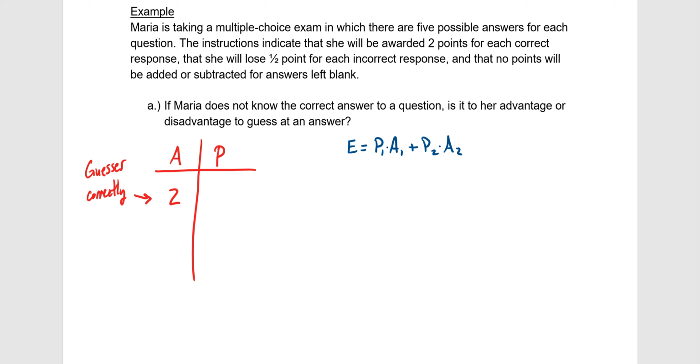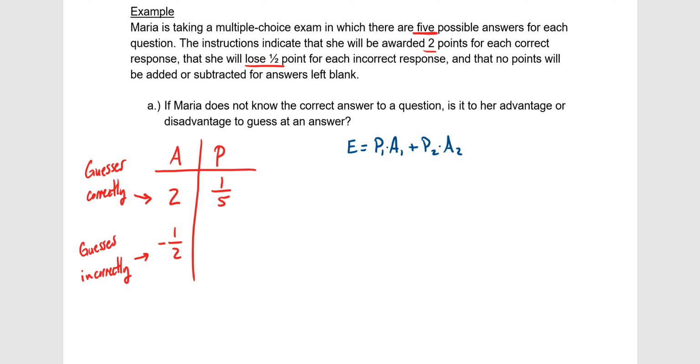The probability that she guesses correctly, there are 5 possible answers for each question. There's only 1 correct answer. So that means it's going to be a probability of 1 over 5. Okay, and then for the next option is that she guesses incorrectly. If she guesses incorrectly, that means she's losing a half a point. If she's losing a half a point, that means it's going to be -1/2.